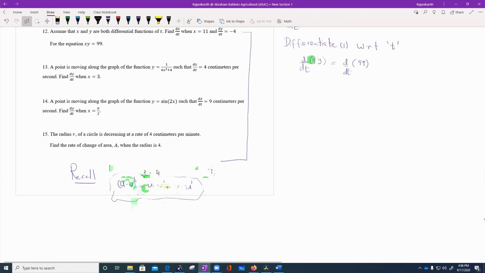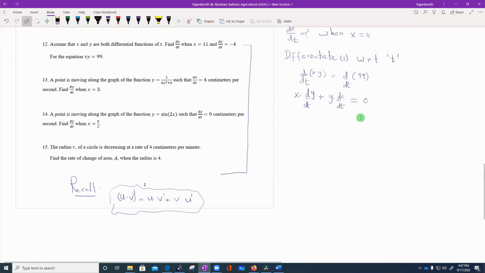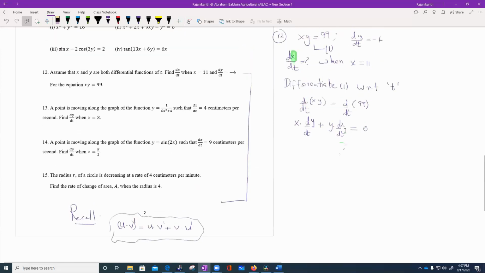Now in this case my u is x and my v is y. So let's apply this product rule: first function times the derivative of second function, plus second function times the derivative of my first function, right? So this is the derivative you will get for the left side of this equation. Now if you look at the right side, the derivative of a constant is always going to be 0. Remember, we are asked to find dx over dt. We don't know this one.